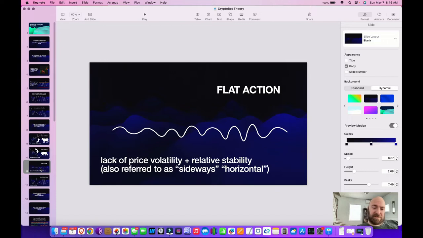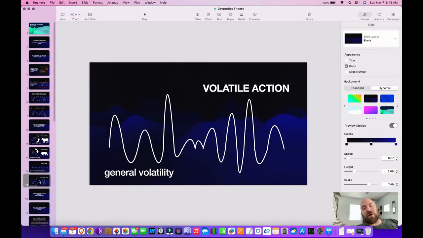But it is important to understand that you have upward action, downward action, then we have flat action, where the price is relatively stable. Some people call this sideways or horizontal action, just meaning that over time it doesn't shoot up or down. It remains relatively flat. Then we have volatile action, and it's easy to see, price bouncing around all over the place.